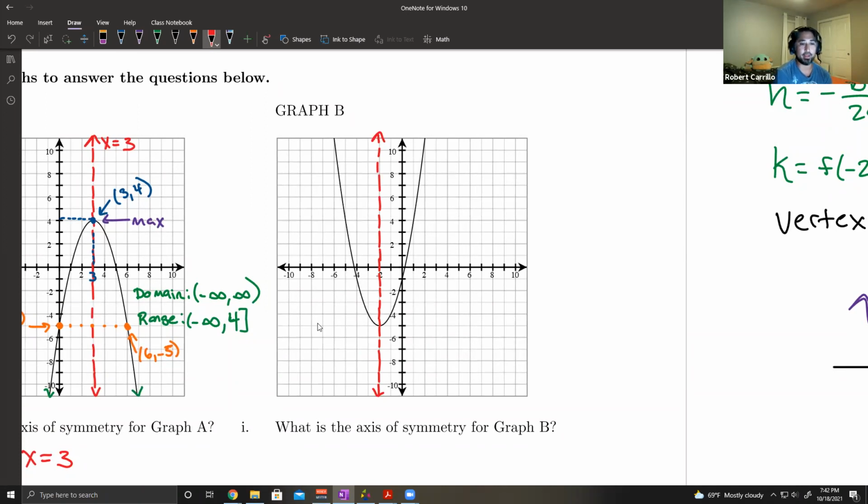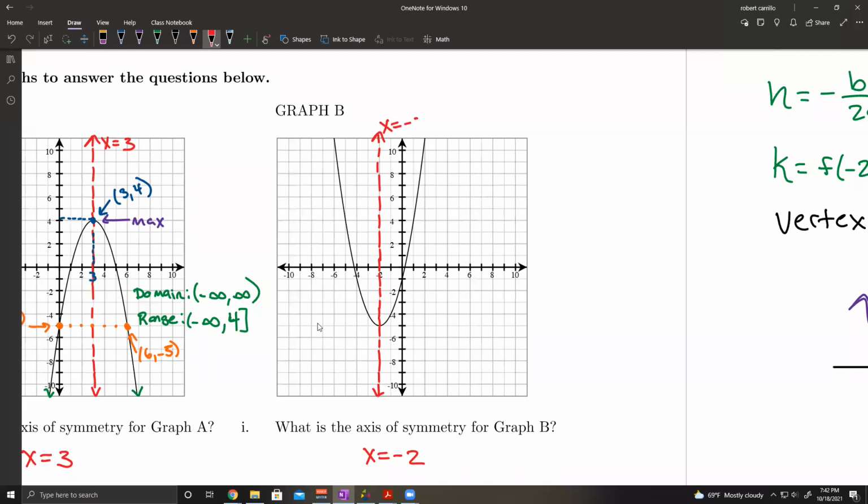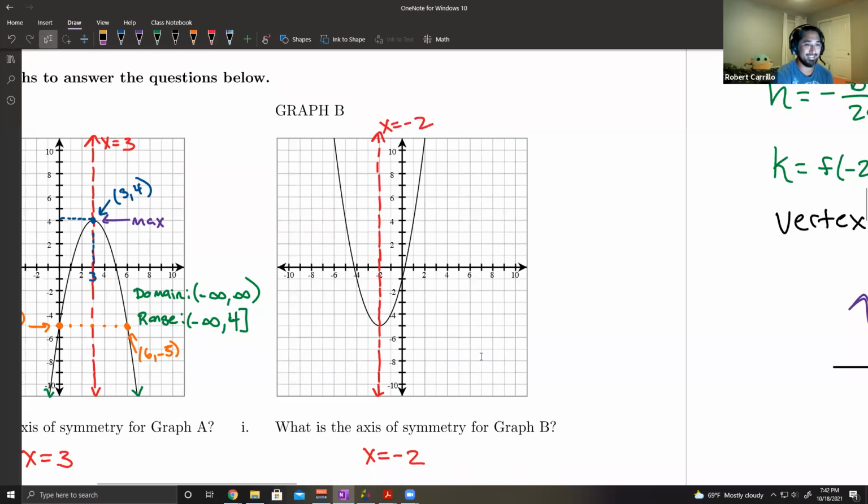So what's our axis of symmetry? X equals what? X equals -2. Backwards. I was like, don't tell me you have different graphs. No, I did. Saying and doing things backwards again.